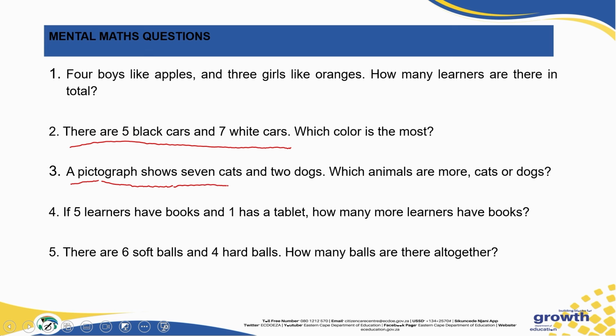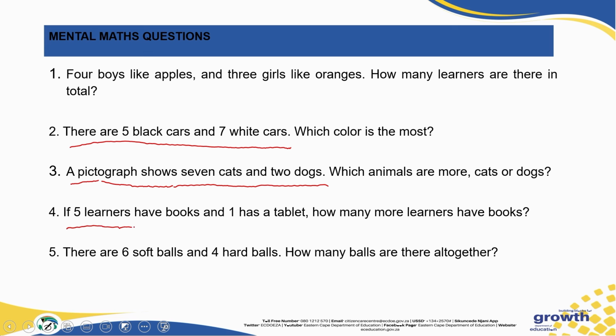Now we are moving to our third question. Here in this third question, I have a pictograph which shows 7 cats and 2 dogs. Here is my question. Which animals have more? Is it the cats or the dogs? You are correct, grade ones. It's the cats because my statement says there are 7 cats. Well done, grade ones. Here is my last question now on our mental maths.